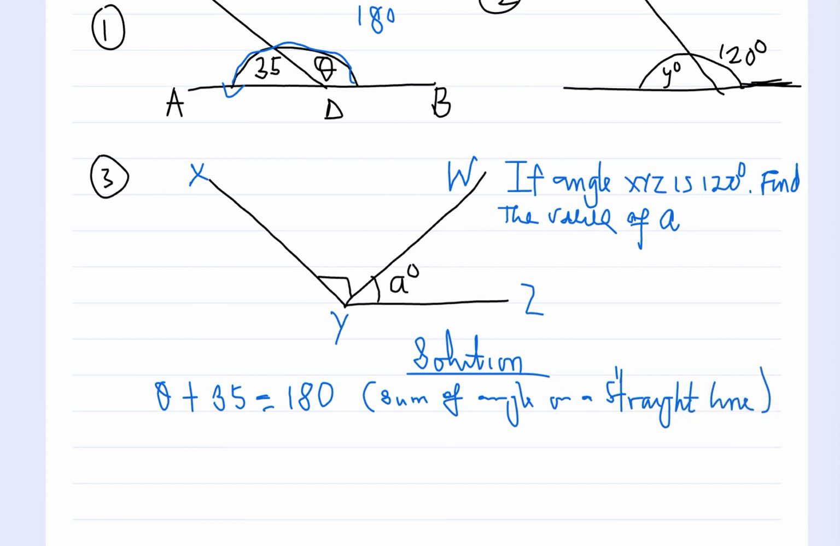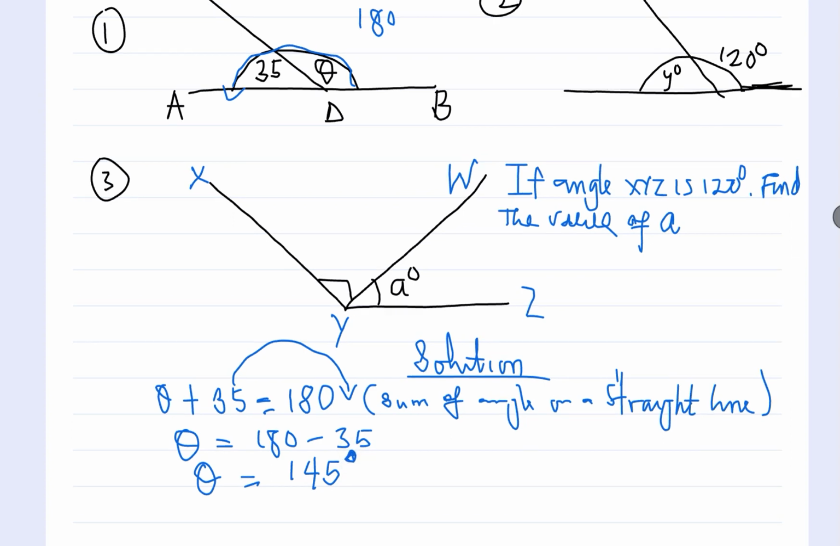Are you seeing that now? You write that the sum of angles on a straight line. Then you just make theta the subject of the formula by bringing this to this side. That will give us theta equal to 180 minus 35, right? Then theta is equal to 180 minus 35, which will give us 145 degrees.